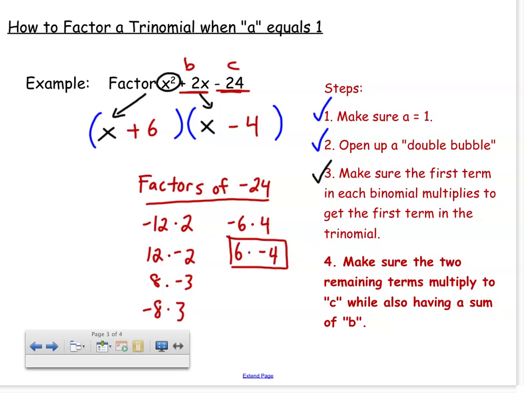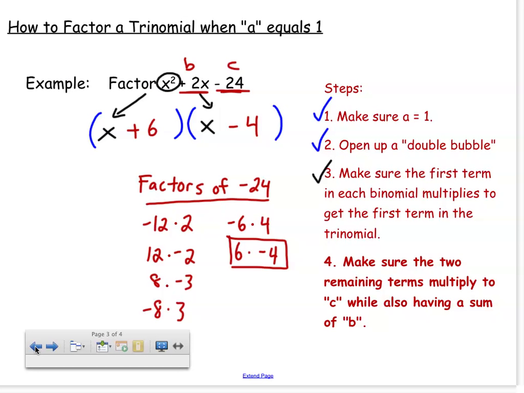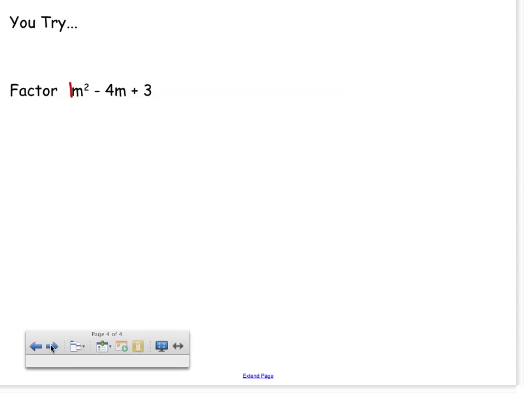Okay? So what I want you to try now that you have those steps and you saw that example, I would like you to pause the video and try to factor m squared minus 4m plus 3. So now that you've tried that, let's review what the answer comes out to. Well, the value a is 1, so that's good. That's what I need. Remember, step 1 is to make sure a is equal to 1. If it's not 1, then these steps don't work.